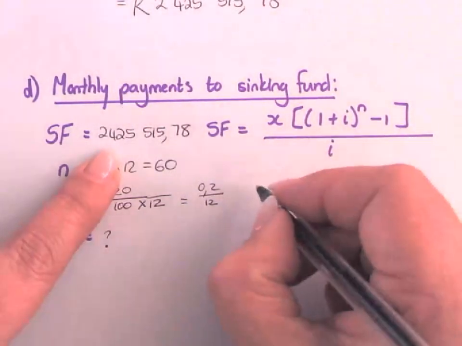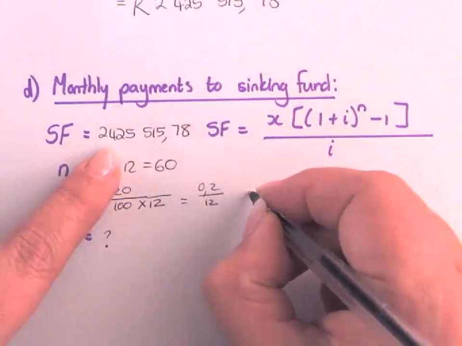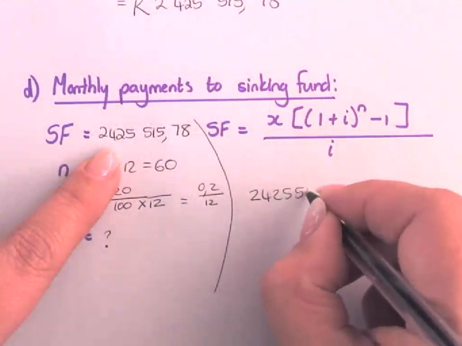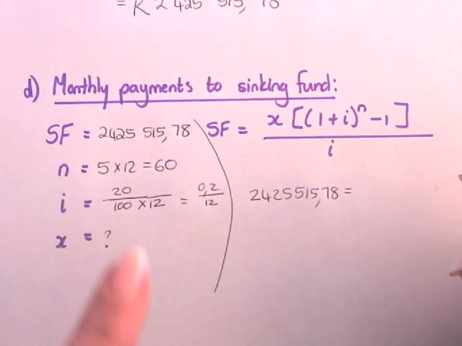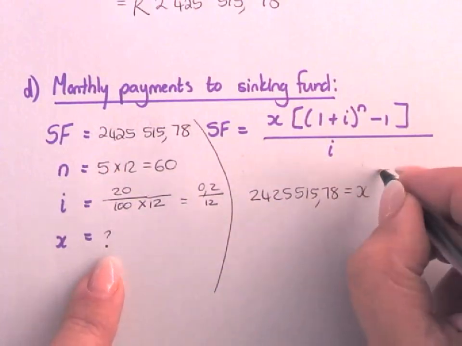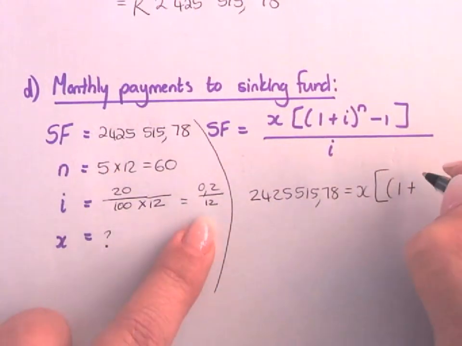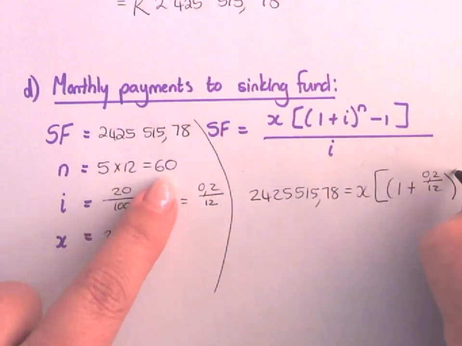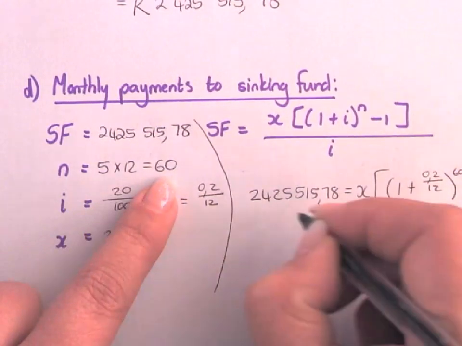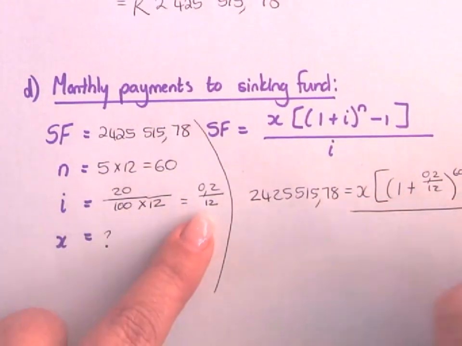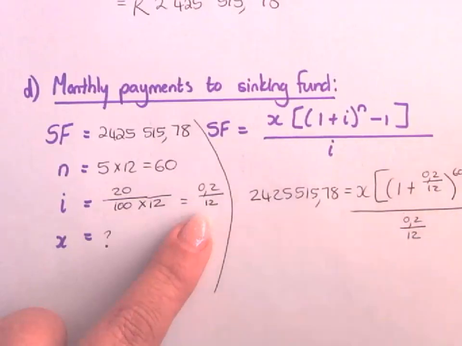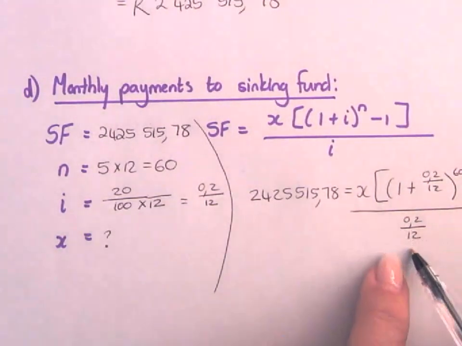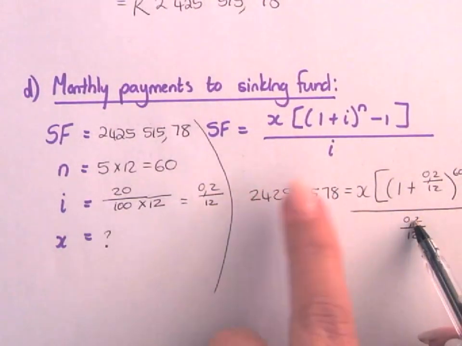We start with the sinking fund. 2,425,515.78 equals, we need to work out X, the square bracket of 1 plus I, which is 0.2 over 12, to the power of n, which is 60, minus 1, divided by I, 0.2 over 12. Okay, now you multiply by this fraction on both sides.